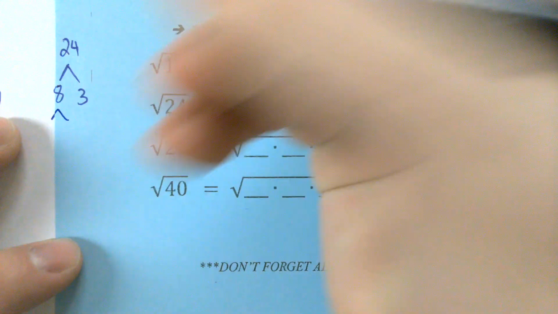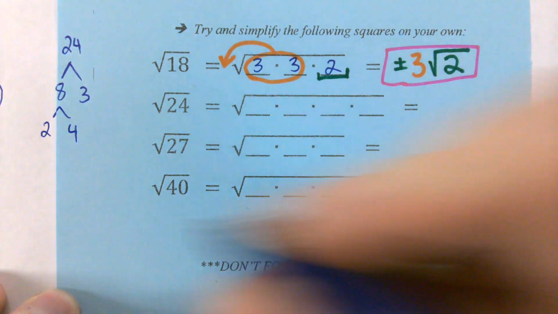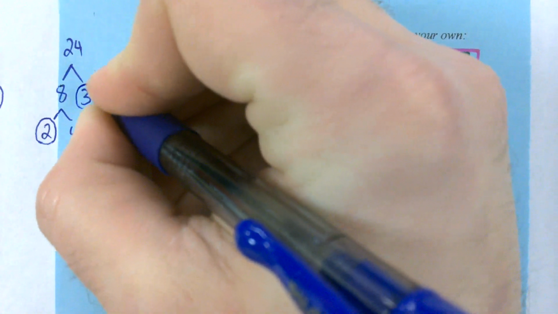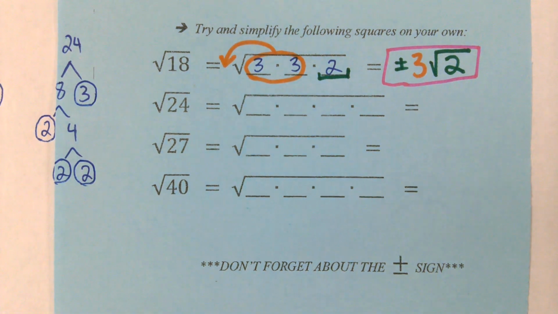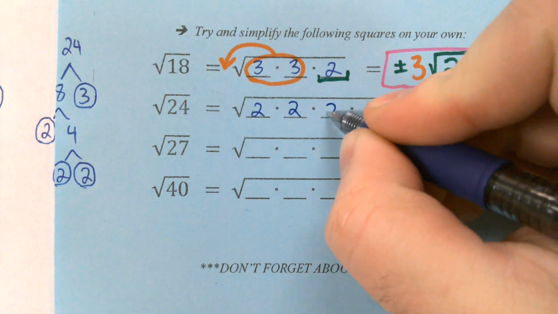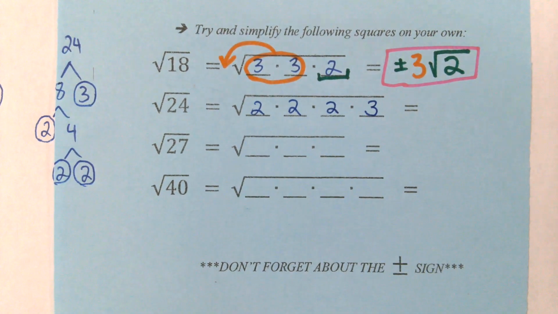Because we're breaking each of those numbers down further anyway, right? What two numbers multiply to give me 8? 2 and 4, right? And what two numbers multiply to give me 4? 2 and 2. So here are all 4 of our prime factors. 2, 2, 2, and 3.